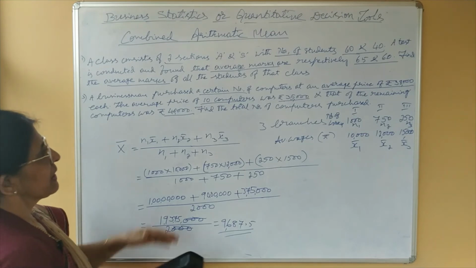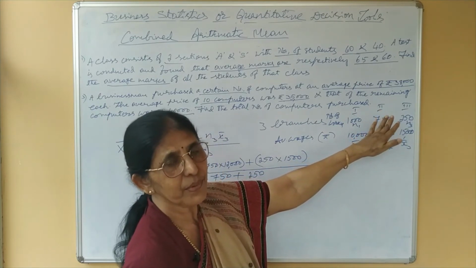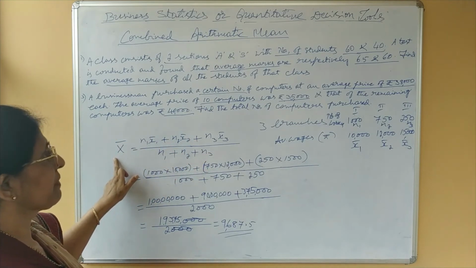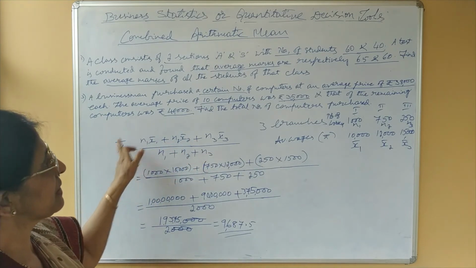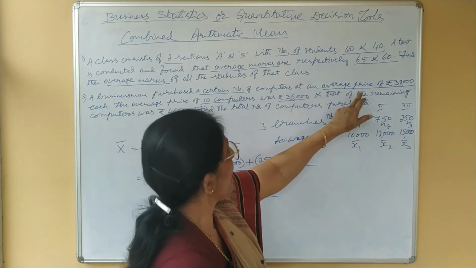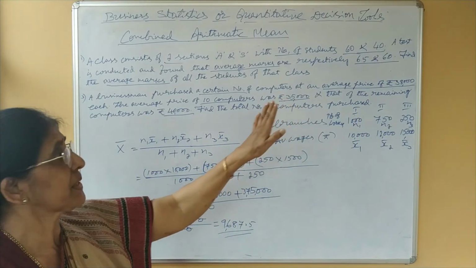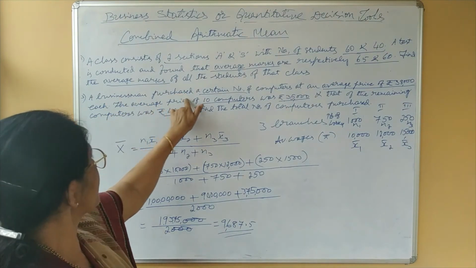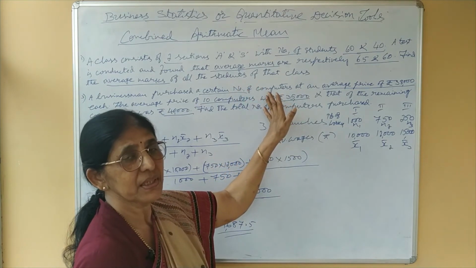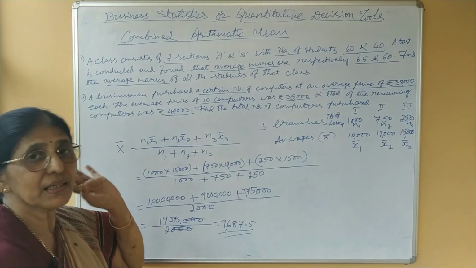Here, in the previous two problems, total strength was given in the problem itself. Now here, it was not given what the combined arithmetic mean was. Here it is given a businessman purchased a certain number of computers at an average price of 38,000, that is nothing but the combined arithmetic mean. The total number of computers is not given.